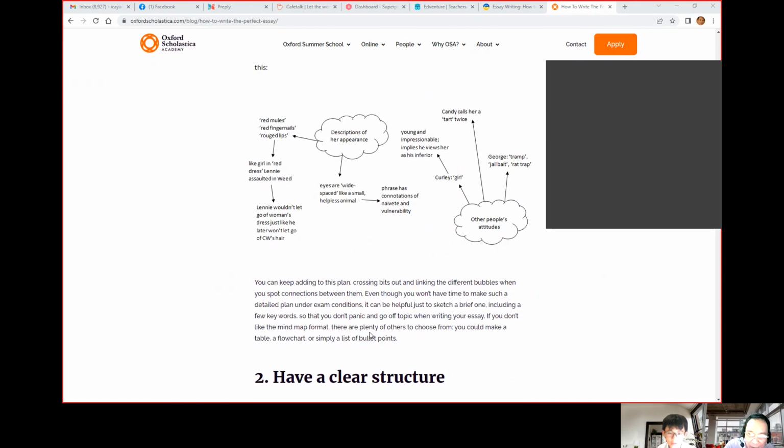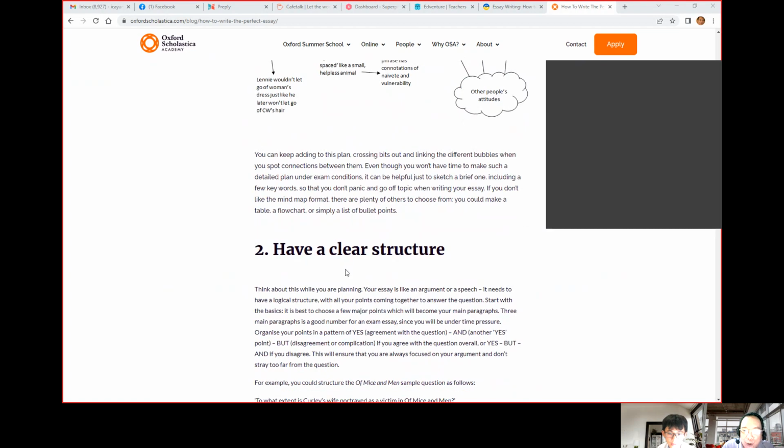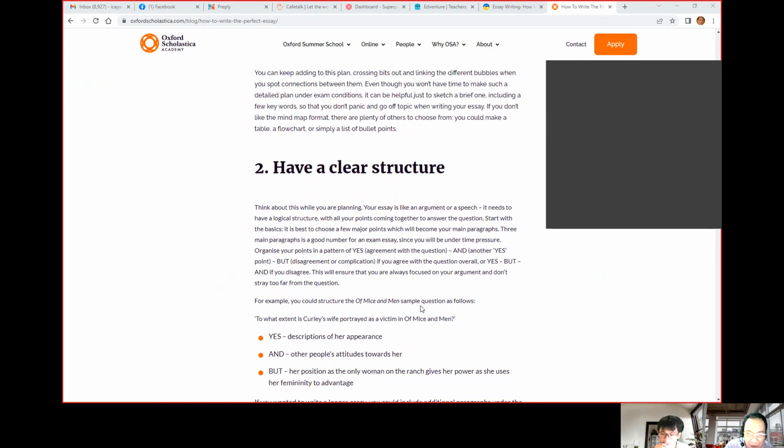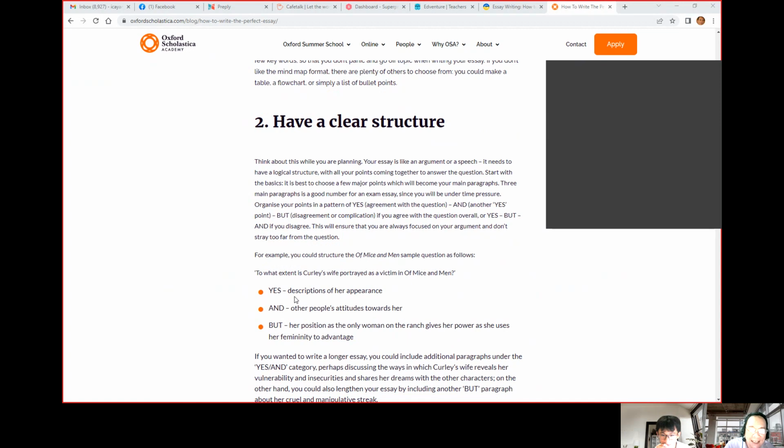So put this one in writing and you should review that again. And then in case it's not clear, you have to clear that one so that you could have the so-called clear structure of the essay, okay? Now there are specific examples in order for you to have a clear structure. So we have the so-called yes, and, and but.